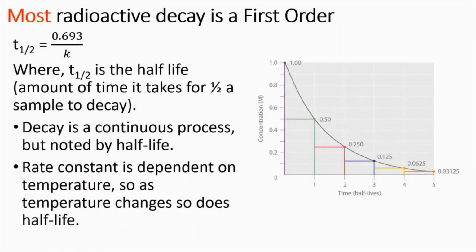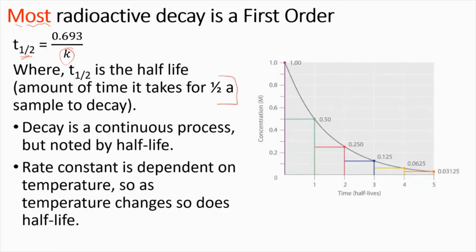All right, most radioactive decay is a first order reaction. And the key here is the word most. So for our purposes, we're really going to just stick to first order decay for the most part, okay? Our half-life is going to equal 0.693 divided by k, my rate constant, where the half-life, if you'll remember from honors chemistry, is the amount of time it takes for half of a sample to decay. Remember, decay is a continuous process, so it's happening continuously. However, we denote by how long it takes for half of the sample.